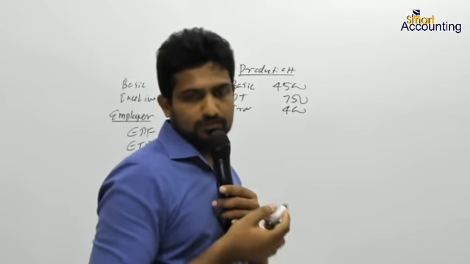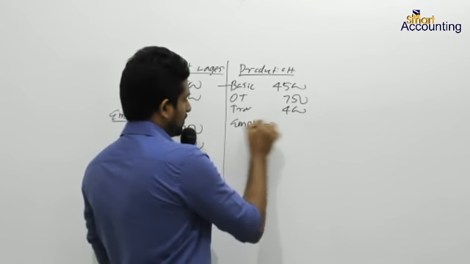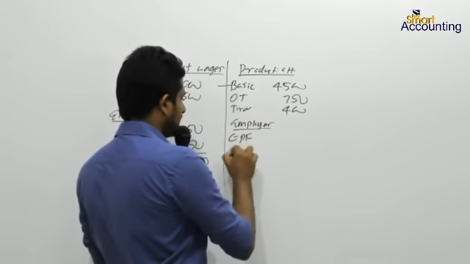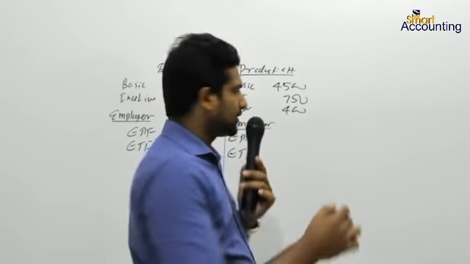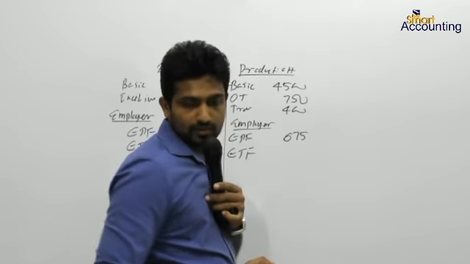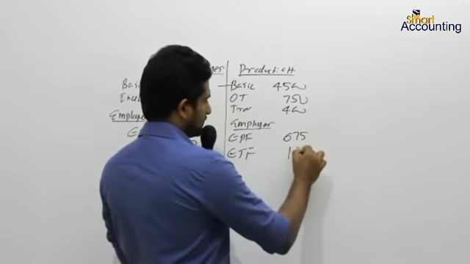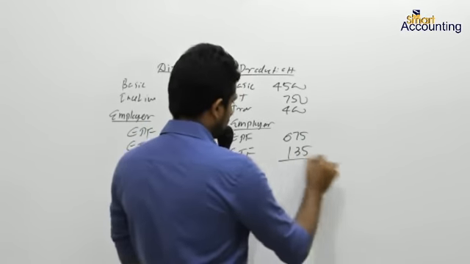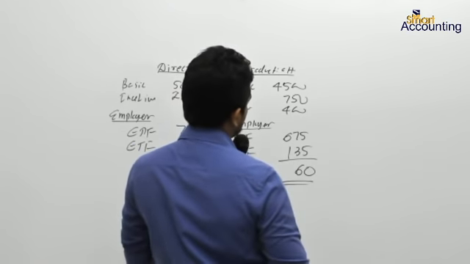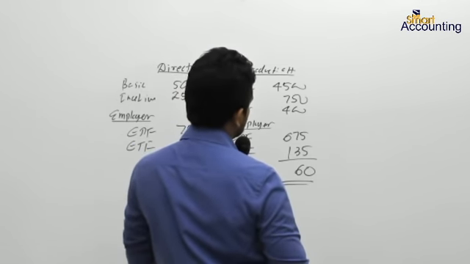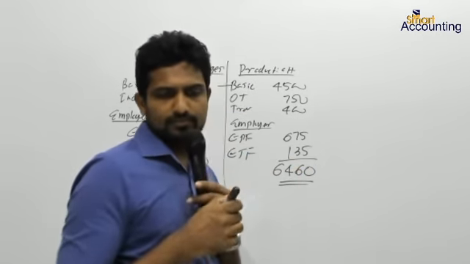But don't take the bonus. Plus the employer's contribution for EPF and ETF, 450 and 225, 675. ETF 135. Total these: 6,460.